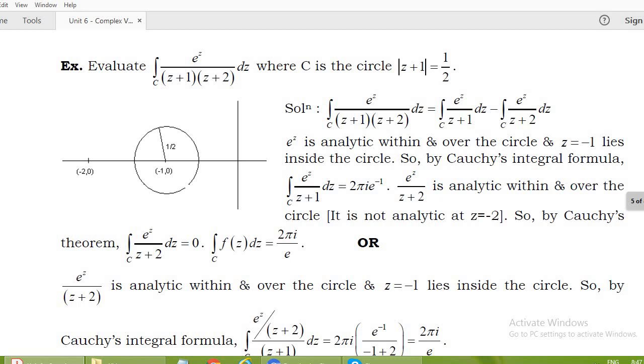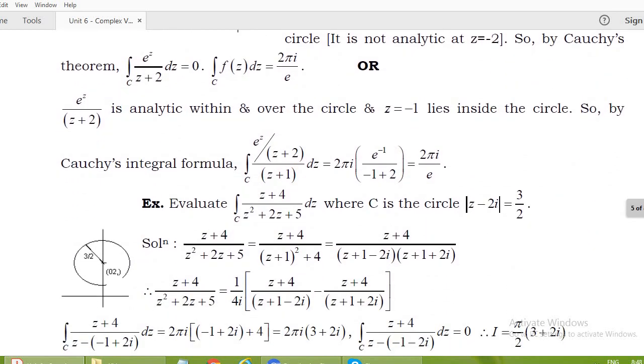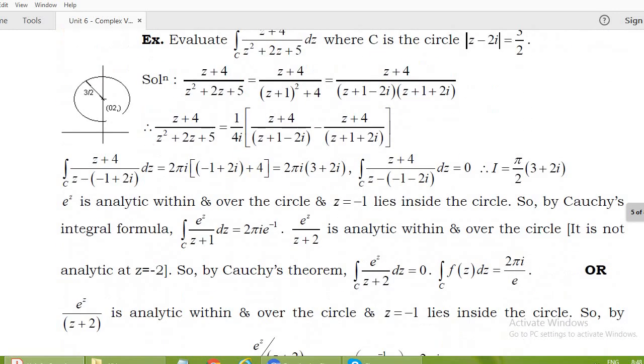Another way to solve the same problem is here. e to the power z upon z plus 2 is analytic within and on closed curve C, and z equal to -1 lies inside. So by Cauchy's integral formula, integration over closed curve C of f(z) upon z plus 1 is equal to 2 pi i into f of -1. f of -1 is equal to e to the power -1 upon -1 plus 2. And we have to get the same answer. All these problems can also be solved by Cauchy's residue theorem.